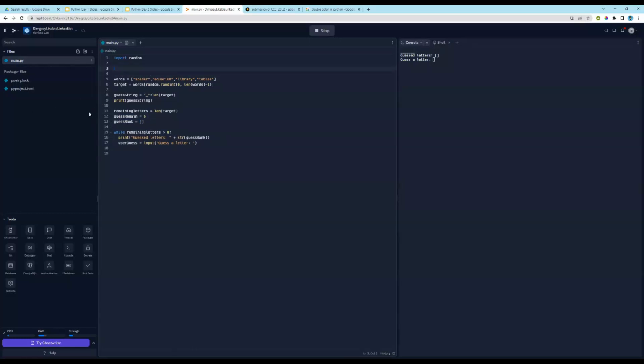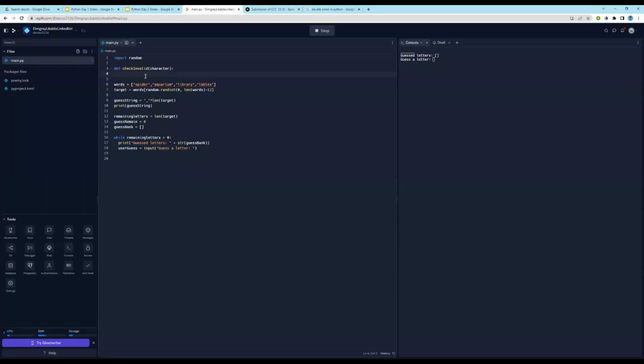So in this case, we can use a function called check invalid that takes in a character, to check whether something is valid or invalid. First of all, if you input multiple characters, like more than one character, or a space or something, then it's obviously invalid. So we'll be returning true, saying that it is invalid.